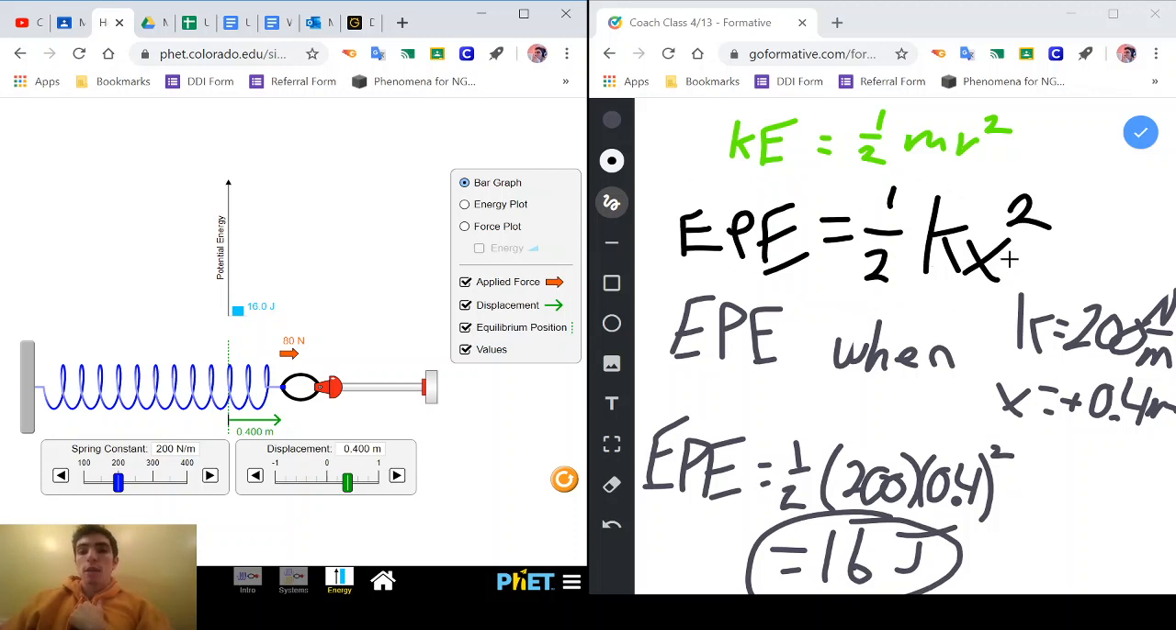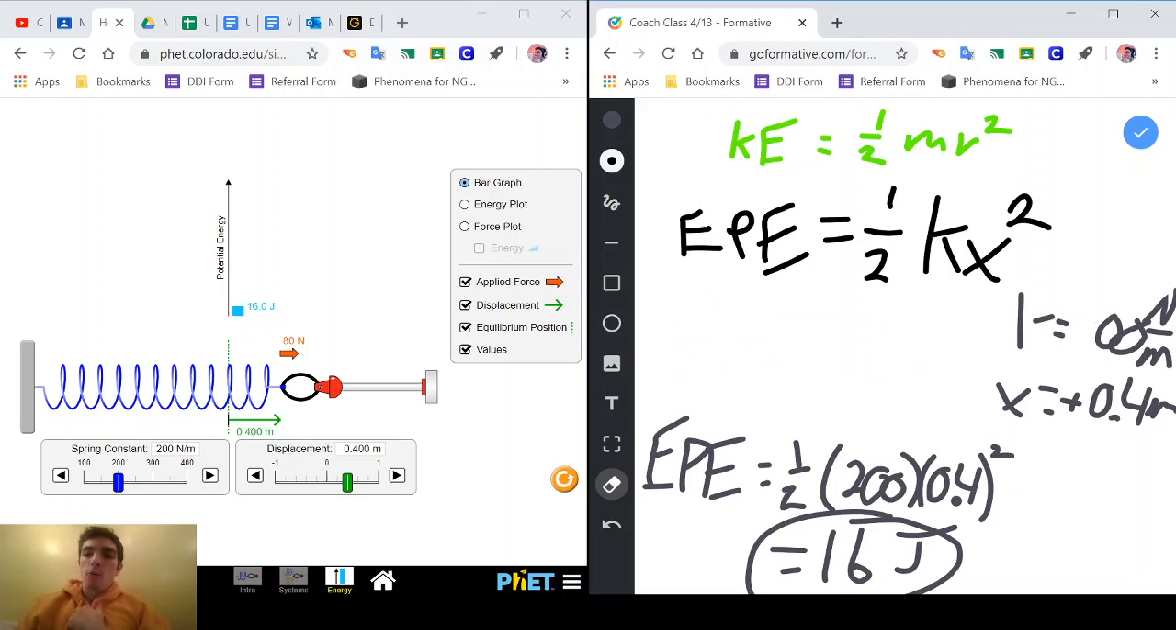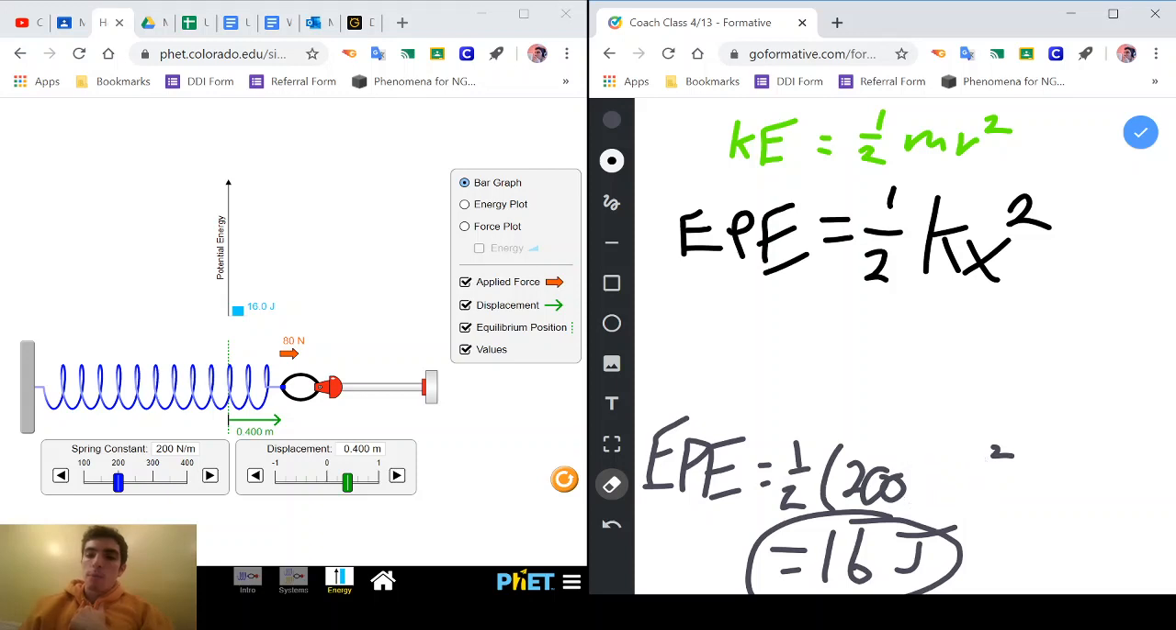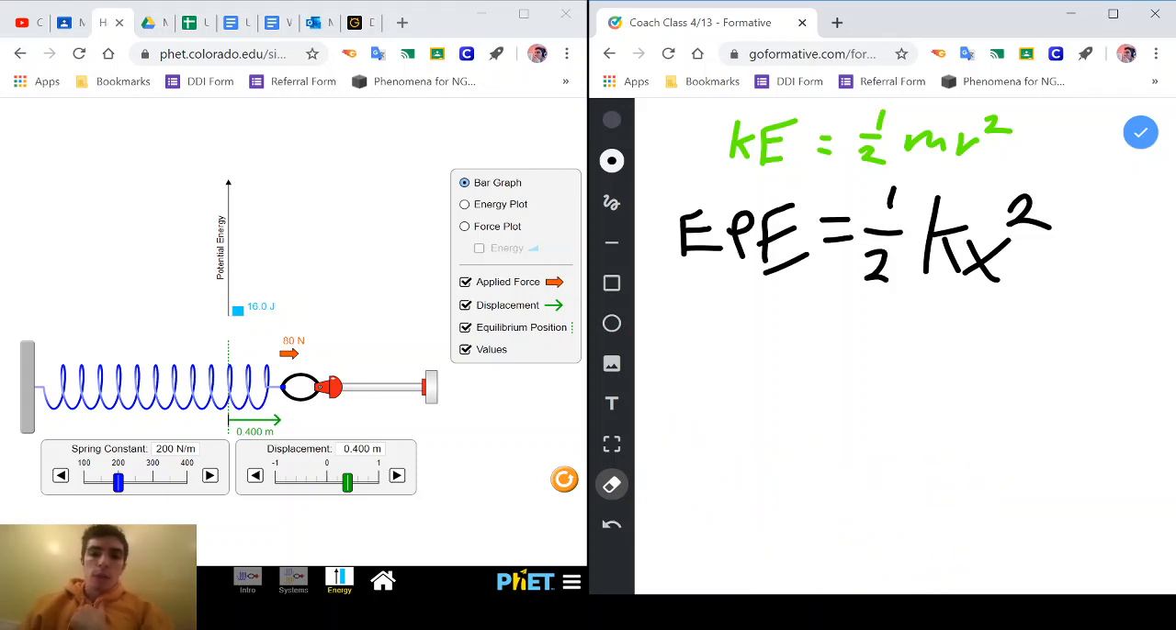So I could also ask you, what is the spring constant given this potential energy and given this displacement? Or I could ask you, what's the required displacement if we have a spring with this spring constant and we want to store this much potential energy? I'm going to show a quick example now of how we would solve one of those types of problems. I won't show both here because the process is the exact same, just some of the algebra would look a little bit different.